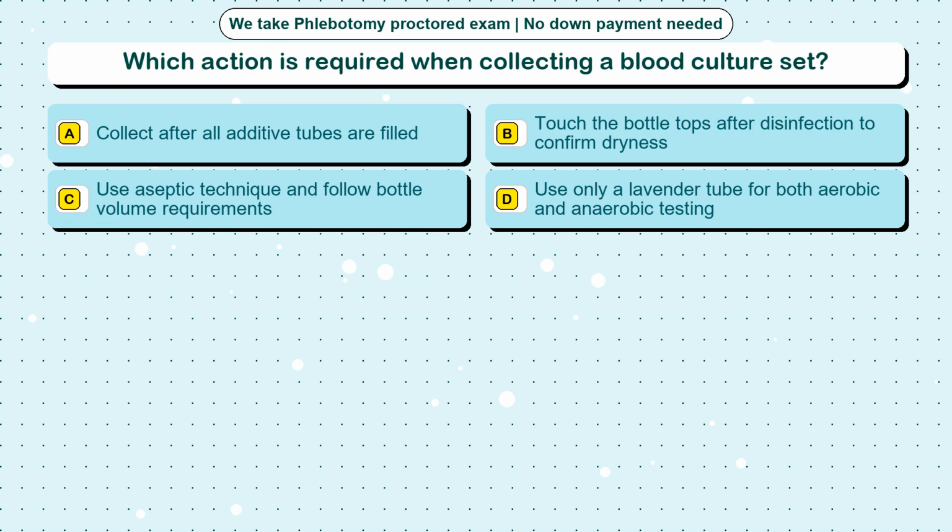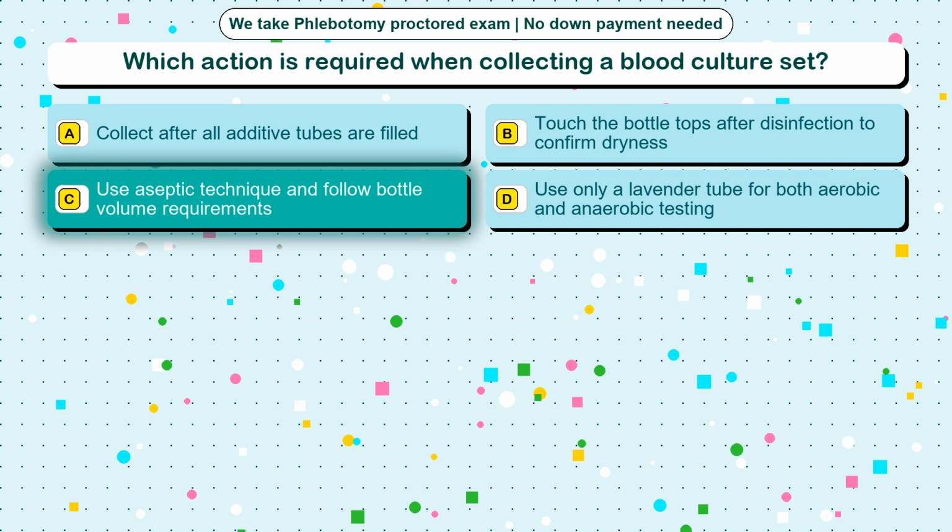Question 9. Which action is required when collecting a blood culture set? Option A, collect after all additive tubes are filled. Option B, touch the bottle tops after disinfection to confirm dryness. Option C, use aseptic technique and follow bottle volume requirements. Option D, use only a lavender tube for both aerobic and anaerobic testing.